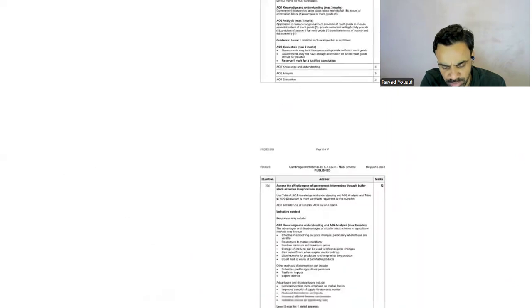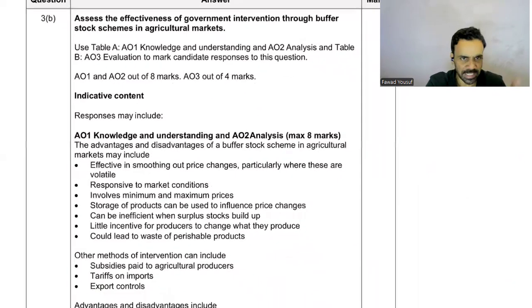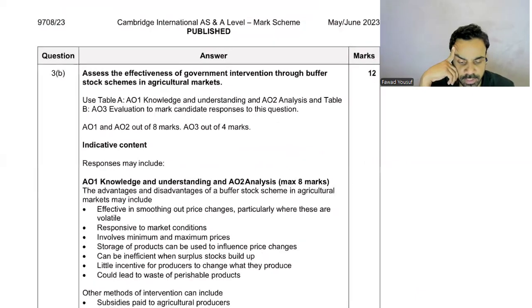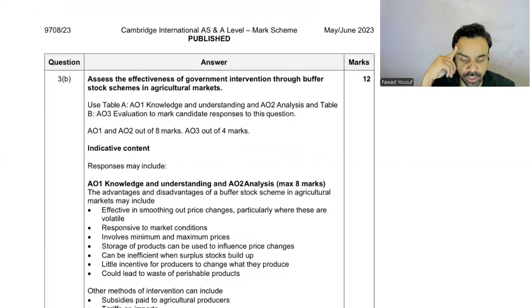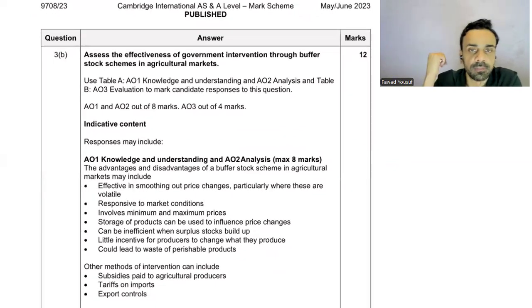Let me walk you through the marking scheme for this one, because I think we have talked about it. इसके अंदर इन्होंने फिर भी एक रीजनेबल, एक अच्छा सा answer दे दिया था. Effectiveness of government intervention through buffer stock scheme, right? So similar idea. इसमें diagram नहीं मांगा है, so there is no need for the diagram. Government interventions की बात हुई है.